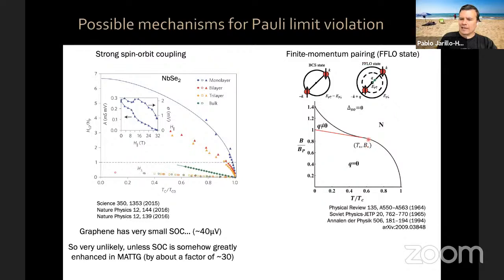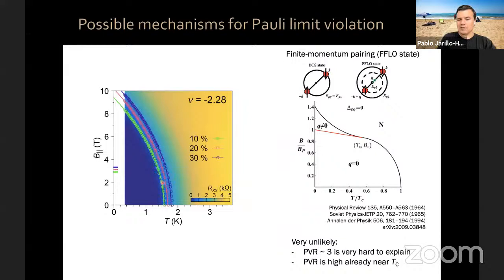That can also give you a violation of the Pauli limit, but it's a maximum violation of the order of 30%, 40%, and only at low temperatures, below half of TC. However, in our case, we don't see 40% violation, we see a 300% violation, and it's always present right away at TC, okay? It doesn't start to violate at low temperatures, it's always violating by a large factor, okay? So that's why we think that FFLO physics is probably not responsible, again, for our data.